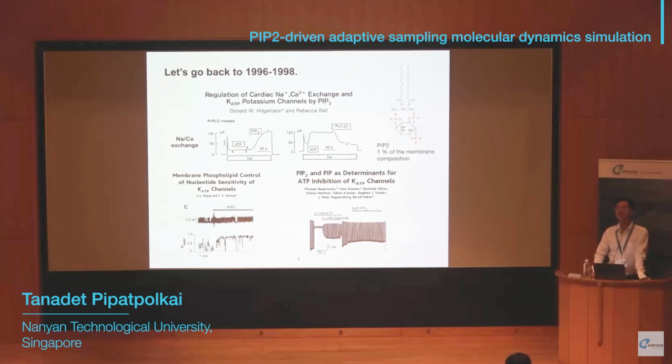The first paper on how PIP2 regulates ion channels, which was the ATP-sensitive potassium channel, was done by Don Hilgemann and Rebecca Ball, where you can see here that having PIP2 increased the sodium-calcium exchange. And by abolishing PIP2 using phospholipase C, you decrease the sodium-calcium exchange. And then followed by several works on the KATP channel as well, done by Xiaoling Xing and Tom Balkowitz, showing that PIP2 increased the open probability of the channel and therefore increased the firing of the channel.